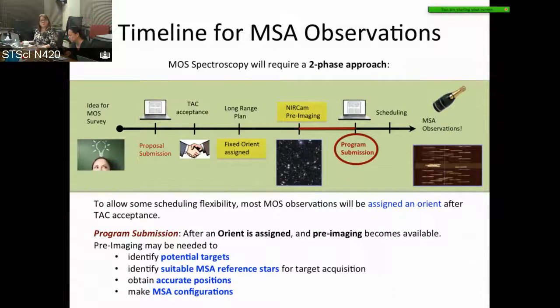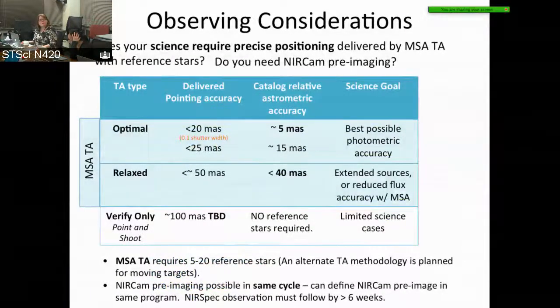And so this tool will then provide potential targets, suitable reference stars, and accurate positions for both of those, and the MSA configurations that you need to do your observations. Okay, so let's talk a little bit about some observing considerations about accuracy.